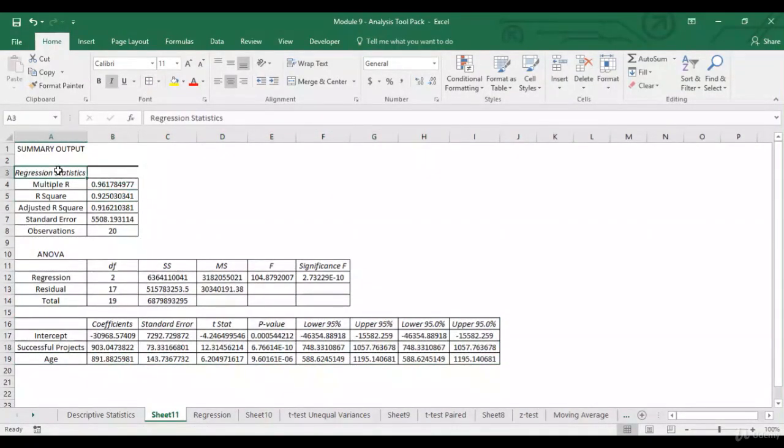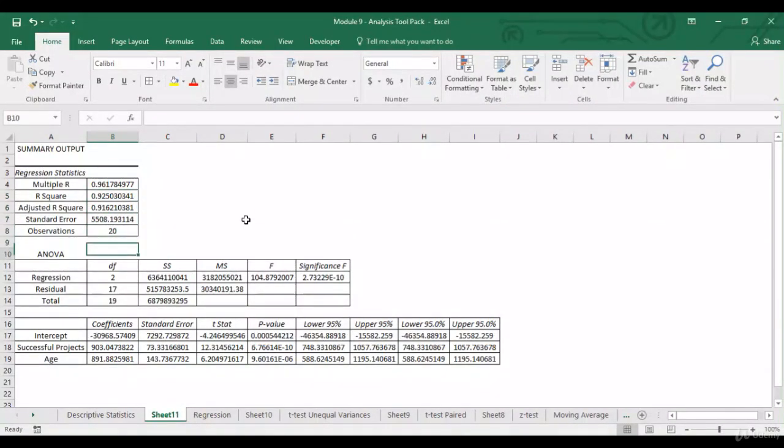Now in the first table, regression statistics, we've got r square as 0.925, which implies that the model or the equation which we have created over here using the two variables, successful projects and age, that particular equation can explain 92.5% of variation in the dependent variable. The maximum value of r square is 1. So the closer our r square to 1, the better our equation.